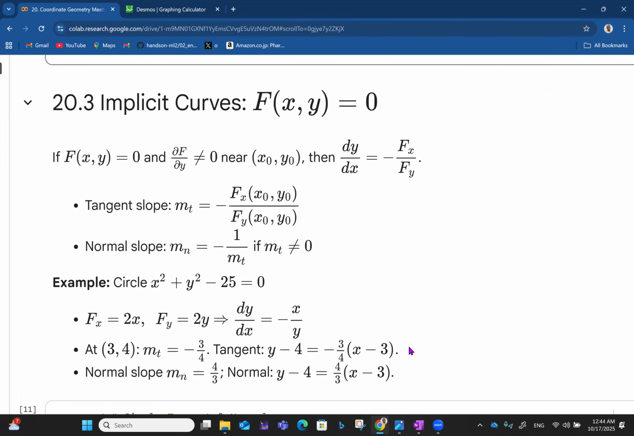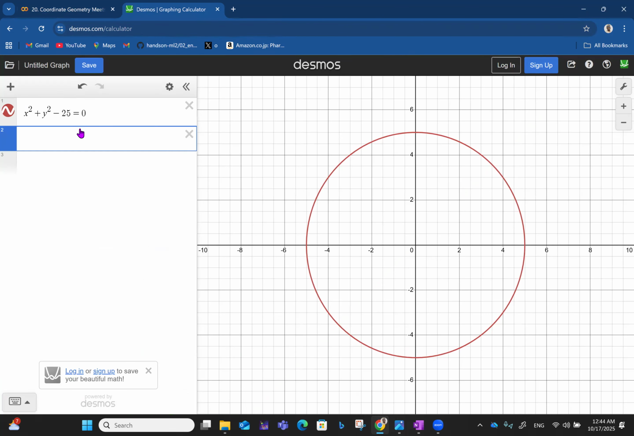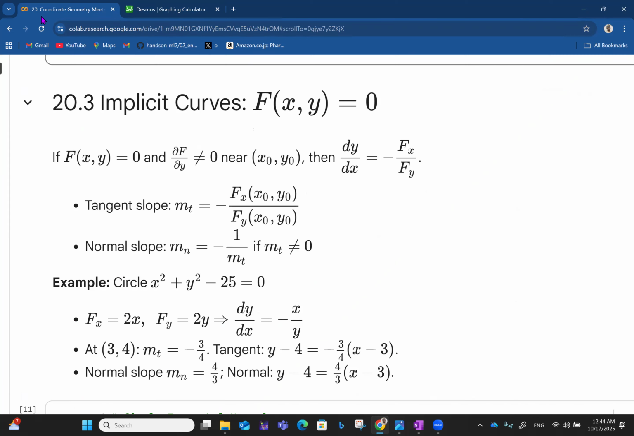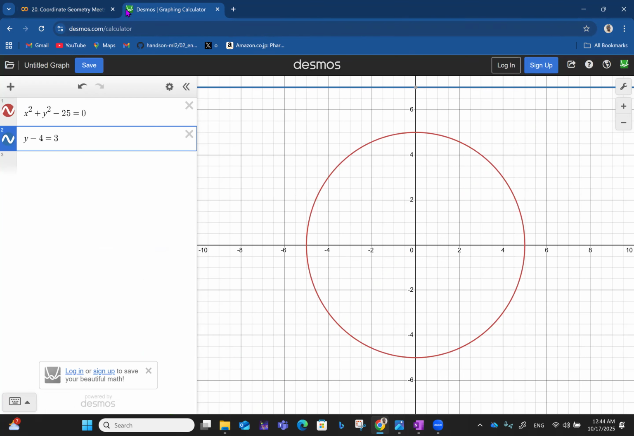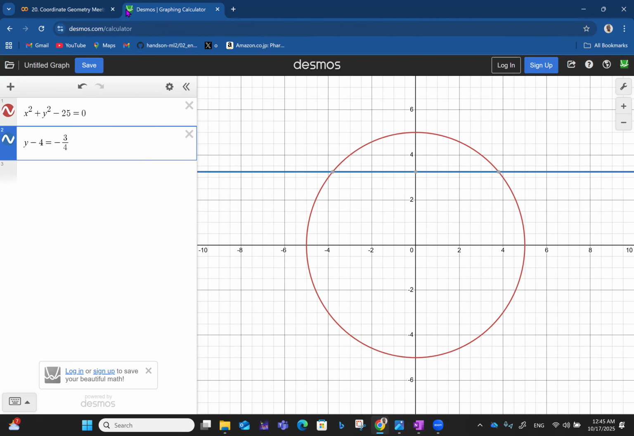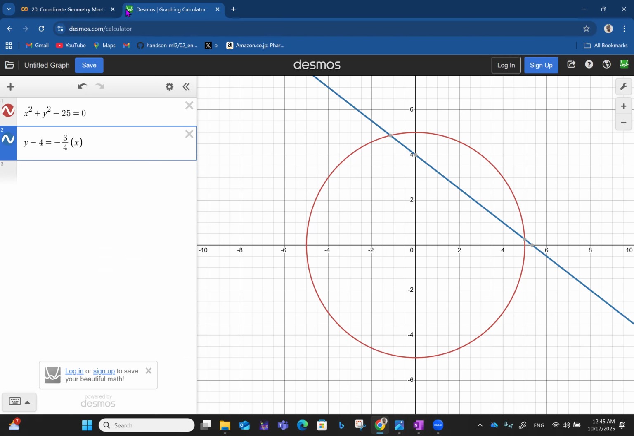That is y minus 4 into 3 over y minus 4 equals minus 3 over 4 x minus 3. Okay, y minus 4 equals... is it 3 over 4, minus 3 over 4? Yeah, minus 3 over 4 equals minus 3 over 4 into x minus 3. So you can see it's the tangent at 3, 4 right there.